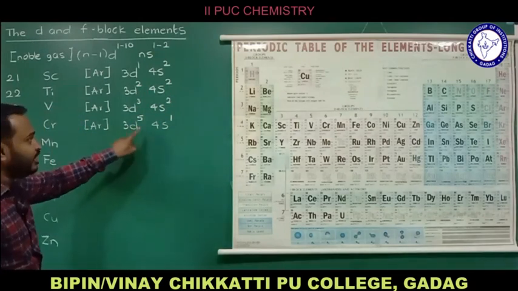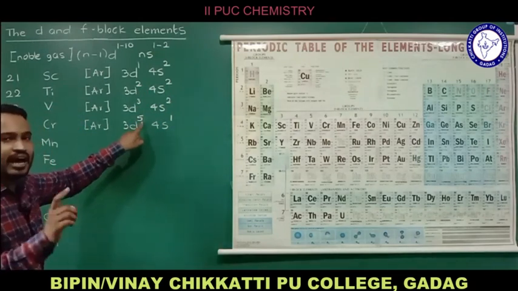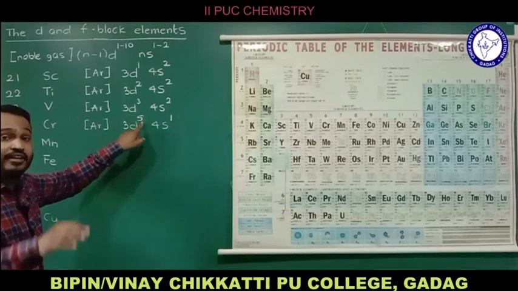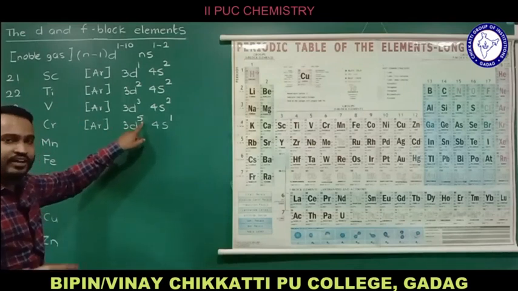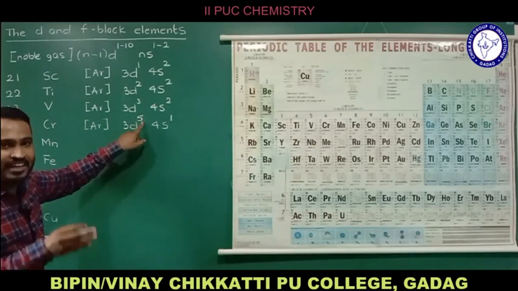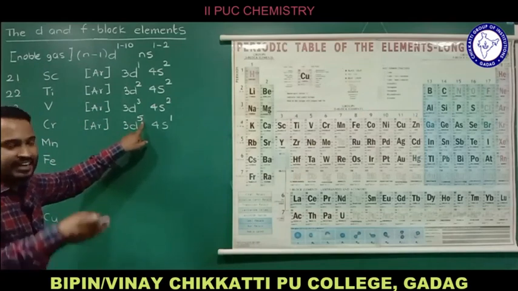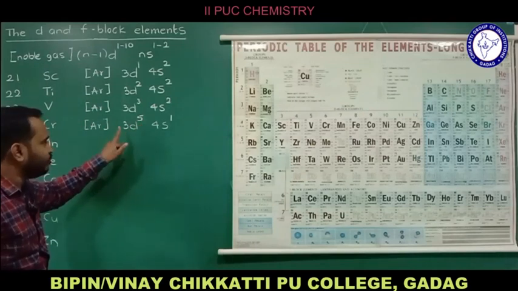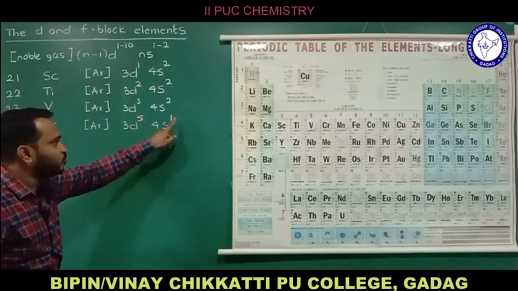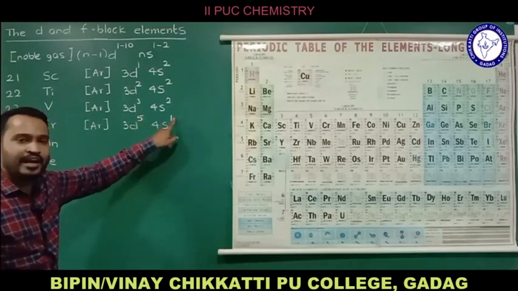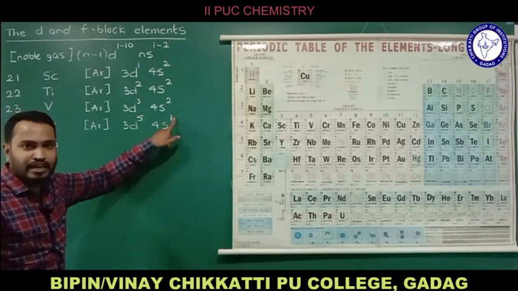And why have I written 3d5? Because 3d5 is the half filled atomic orbital and it is quite stable. And we know that all the atoms in the modern periodic table try to be stable by attaining very less amount of energy. Therefore 3d5 we have, and 4s1, one electron we have, that is also a half filled atomic orbital.